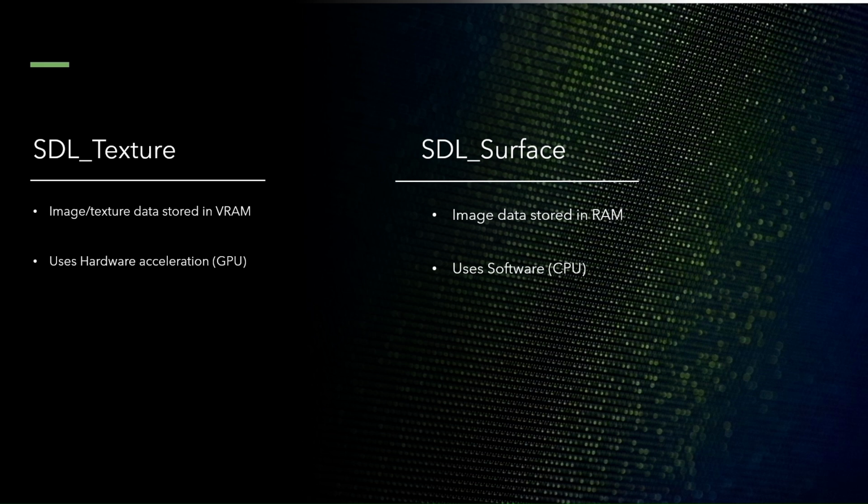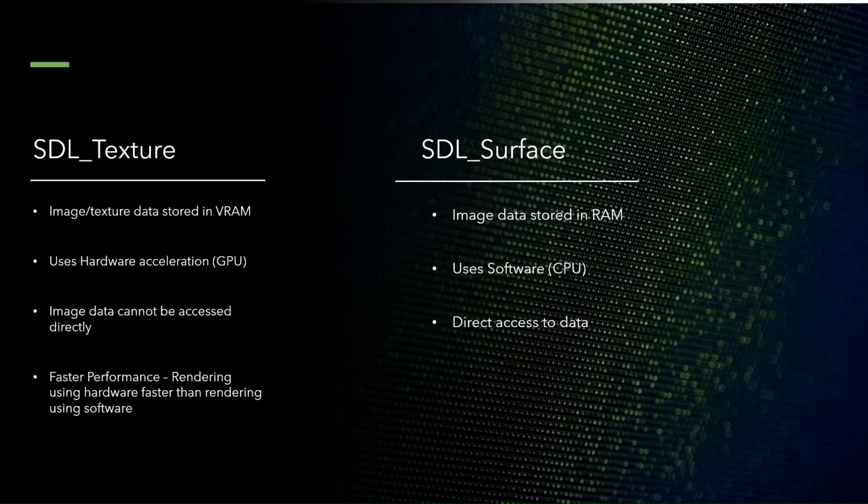Now, textures being associated with hardware do not provide direct access to image data, and therefore image data cannot be modified easily. On the other hand, surfaces, because the data is stored in RAM, we do have direct access to the data, which makes modification easier. But when we talk about performance, because textures can use hardware acceleration, performance is going to be faster. With surfaces, because data is stored in RAM and we rely on the CPU to manage image data, performance is going to be slower. Remember, the CPU has many other tasks that it needs to handle, and so we are in a sense stretching the CPU to handle graphical data as well when we use SDL surfaces.